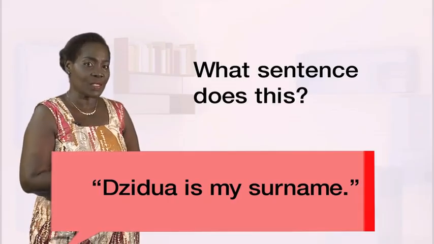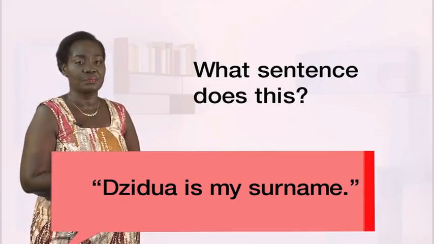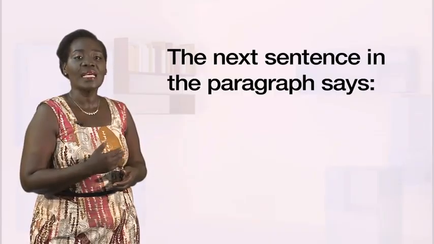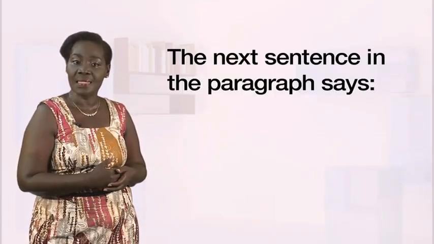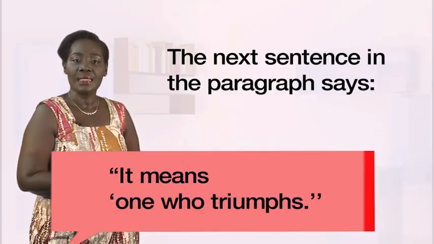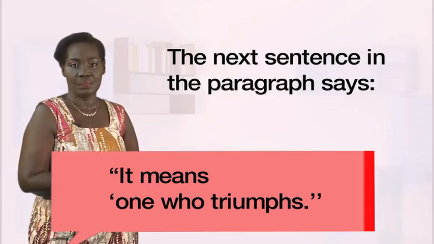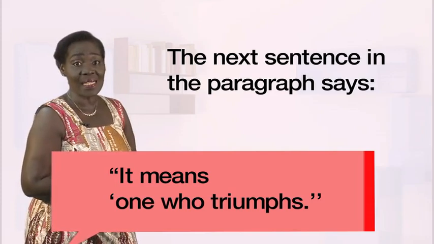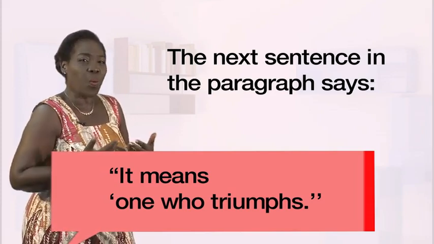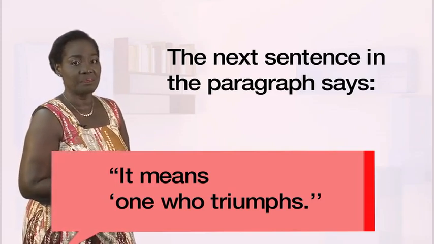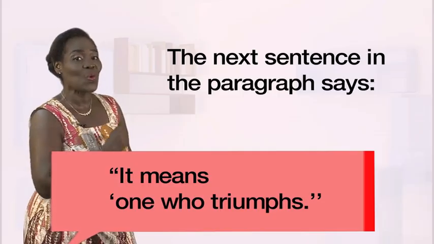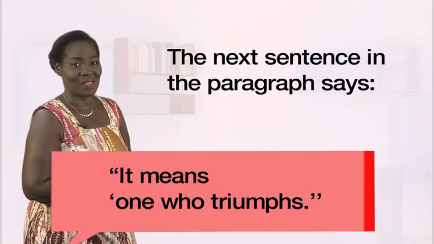What does the next sentence do in this paragraph? The next sentence in the paragraph says, "It means one who triumphs." This supporting sentence tells us what the name means. It means one who triumphs.